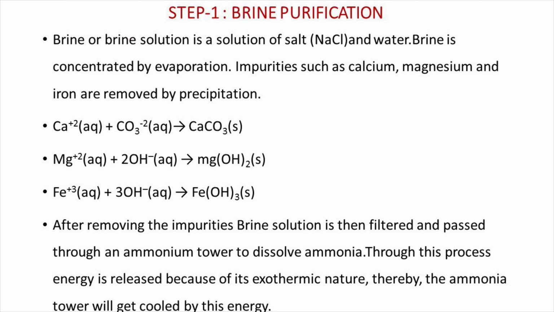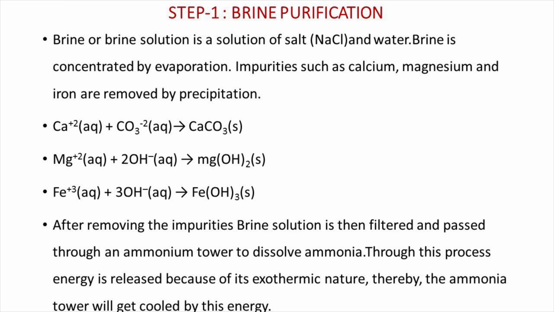Step 1. Brine purification. Brine or brine solution is a solution of salt or sodium chloride and water. Firstly, brine is concentrated by evaporation. Here, impurities such as calcium, magnesium and iron are removed by precipitation. Calcium ions react with the carbonate ion to form calcium carbonate. Magnesium ion reacts with the hydroxyl ion to form magnesium hydroxide. Fe3+ ion reacts with the hydroxyl ion to form ferric hydroxide.